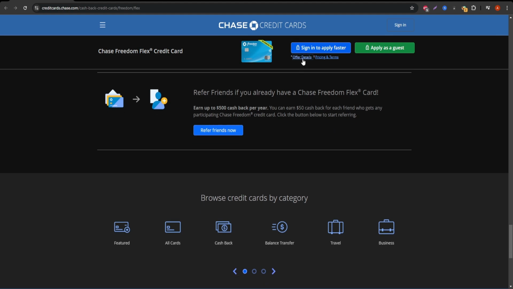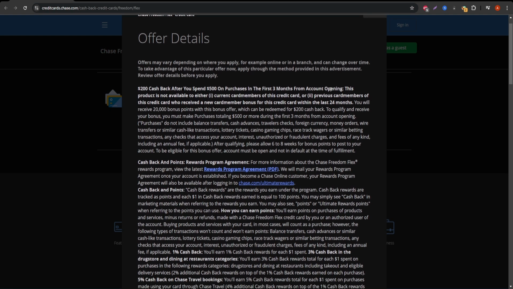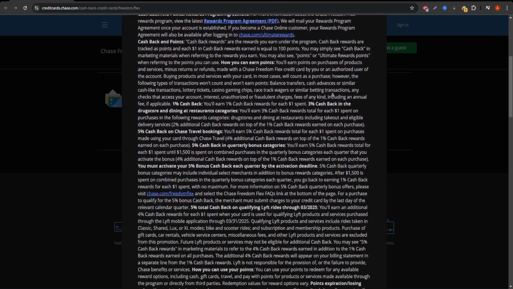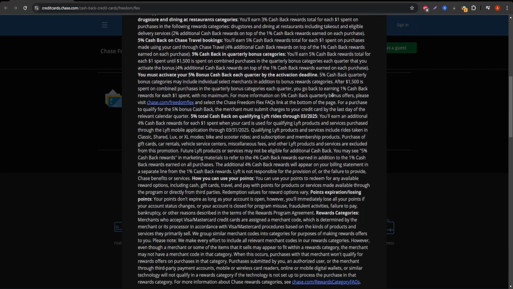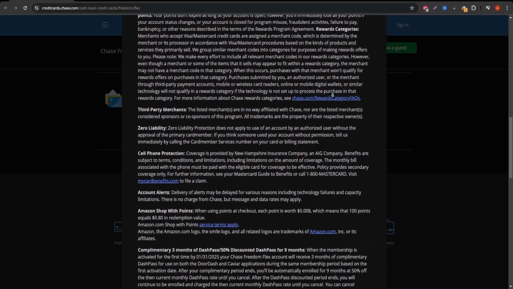On the downside, the card's 0% intro APR offer on purchases and balance transfers is only for the first 15 months. After that, your APR will vary based on the market prime rate, so it's essential to pay off balances in full each month to avoid interest charges.